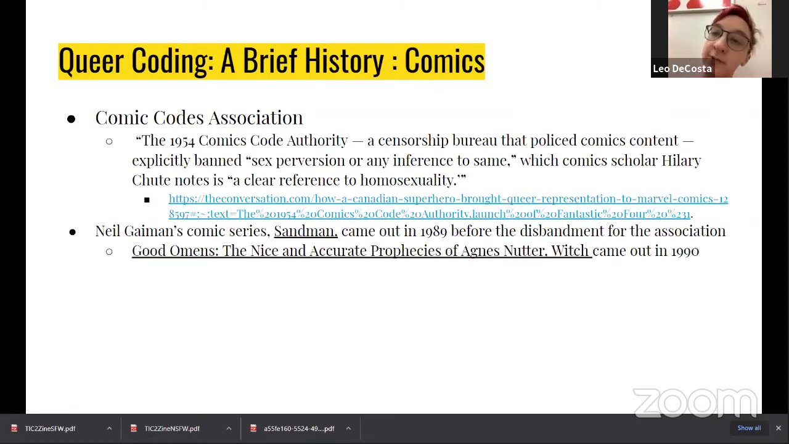And then we also have to talk about the Comics Code Authority, because Neil Gaiman himself was working on Sandman around the time Good Omens came out. The Comics Code Authority was a censorship bureau that policed comic books and explicitly banned sexual perversion or inference of the same, which most scholars believe is a clear reference to homosexuality. So keeping in mind that Neil Gaiman was probably working on Good Omens around the same time as he was working on Sandman, when the Comics Code Authority was still around, it probably had an influence on how he wanted to portray Crowley and Aziraphale.